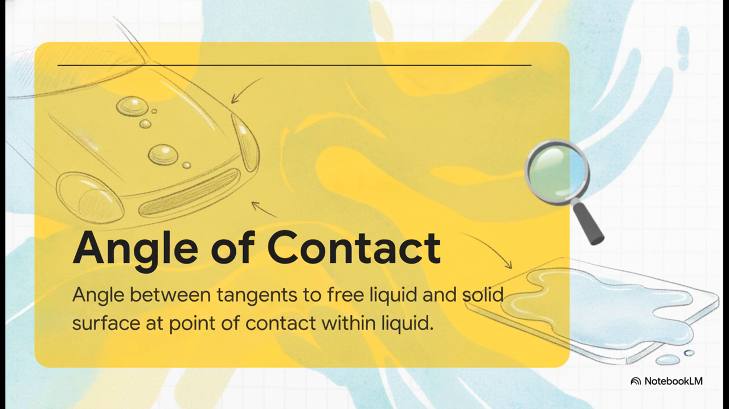It's defined as the angle between tangents drawn to the free surface of the liquid and the solid surface at the point of contact, measured within the liquid. Think of it like this, right? If you splash water on a freshly waxed car, it beads right up. That's a high angle of contact. But drop it on a really clean piece of glass and it spreads out flat, meaning a low angle.